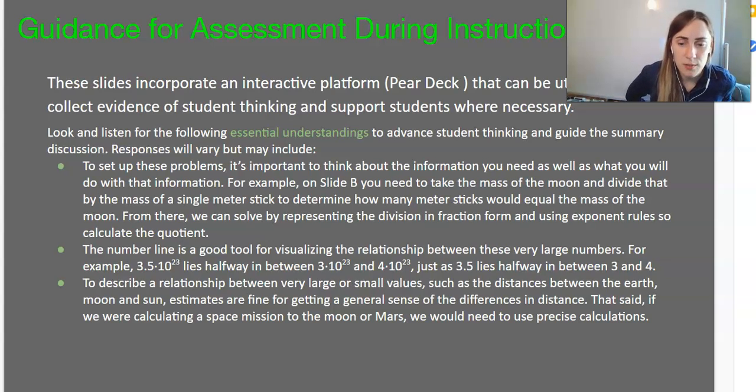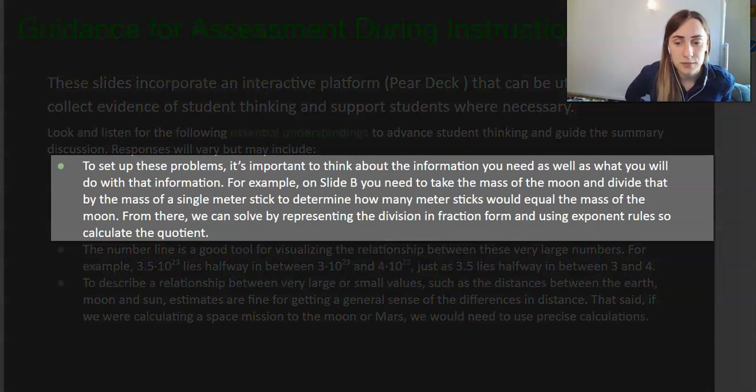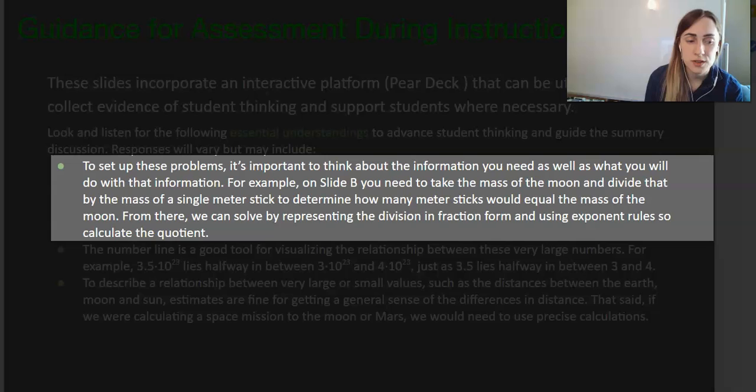And I especially want to talk about this first bullet. To set up these problems, it's important to think about the information you need as well as what you will do with that information. For example, on slide B, you need to take the mass of the moon and divide that by the mass of a single meter stick to determine how many meter sticks would equal the mass of the moon. From there, we can solve by representing the division in fraction form and using exponent rules to calculate the quotient.